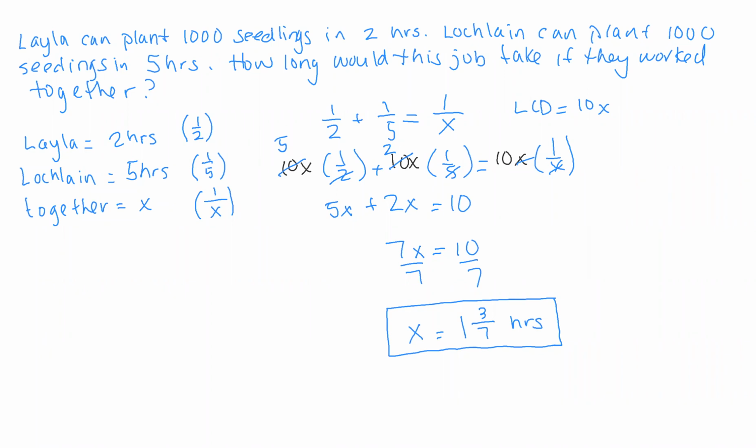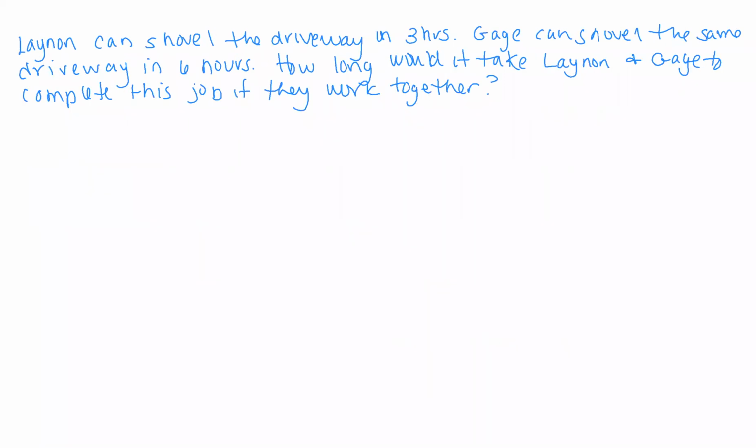All right. Now, even though Lachlan is much, much slower than Layla, he still is going to speed her up. So the time working together is still going to be less than each individual time. All right. Let's look at another similar example.